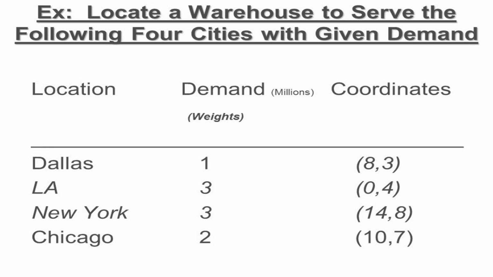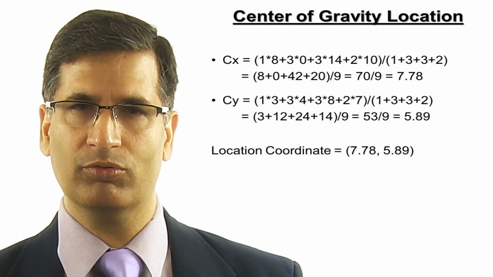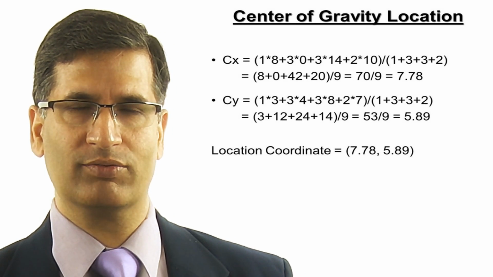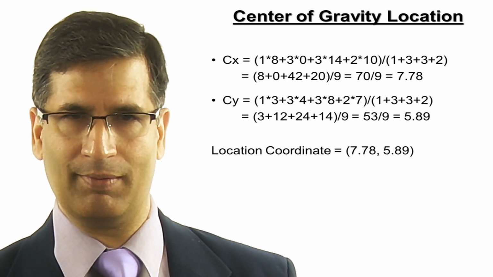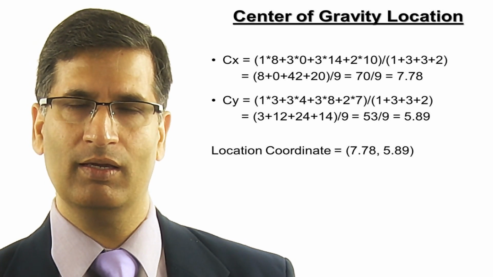When I did that on this example, using my own origin, I got coordinates for Dallas, LA, New York, and Chicago as 8, 3, 0, 4, 14, 8, and 10, 7. That is x coordinates and y coordinates. Once you have those numbers, you can calculate the center of gravity using the formula which I showed you before, and I'm presenting it here once again.